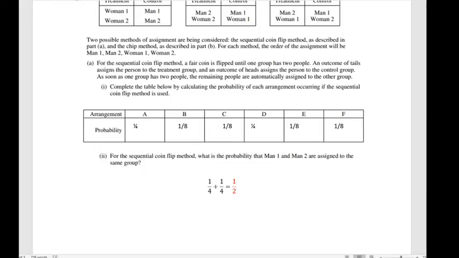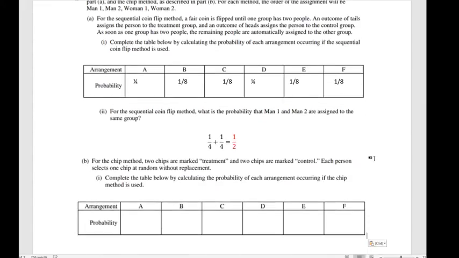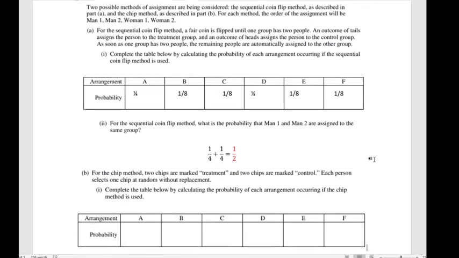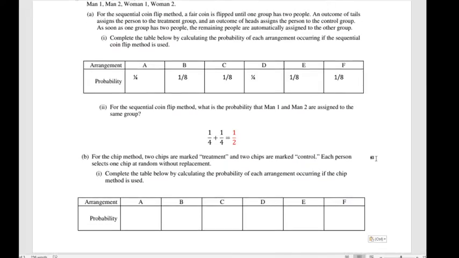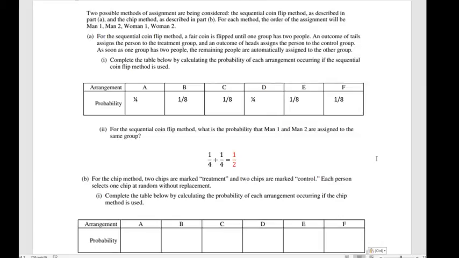Moving on ahead. There is a chip method. So for the chip method, the two chips are marked treatment, and 2 chips are marked control. Each person selects 1 chip at random without replacement. Complete the table below by calculating the probability for each arrangement occurring if the chip method is used.